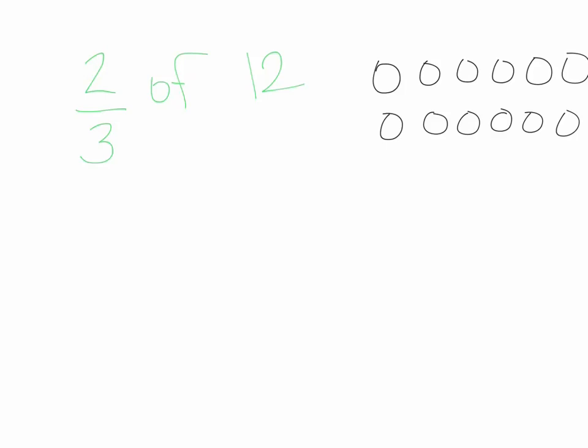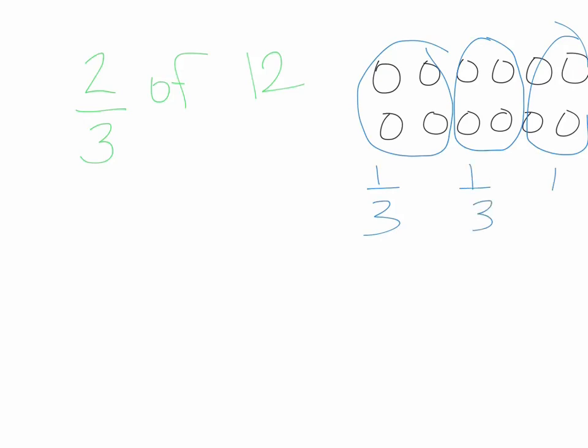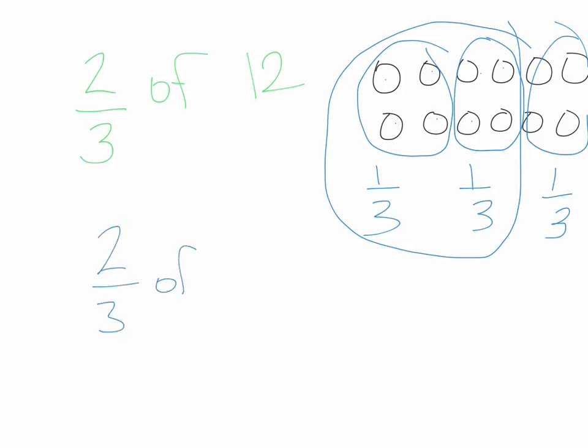Well, how do I go about that? Well, the thirds here tells me that there are 3 equal groups. Well, what are 3 equal groups of 12? Well, let's just circle that. Well, here's 1, here's 2, and here's 3. So this is 1/3. This second group is 1/3. This third group is 1/3. Now I want 2/3 of that. So that means I'm going to take 2/3. So that means I have 1, 2, 3, 4, 5, 6, 7, 8. So 2/3 of 12 is equal to 8.